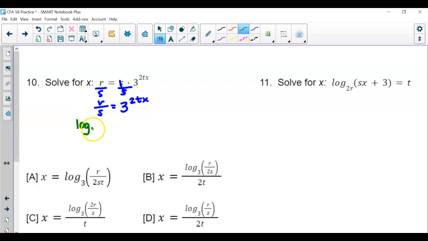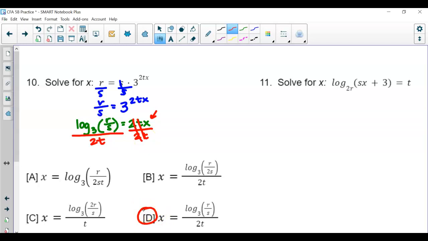So this is log base 3 of r divided by s, which is equal to your exponent, 2 times t times x. Now notice we are solving for x, but it's being multiplied by 2t. So we need to divide both sides of the equation by 2t. And that's why here, solving for x, you end up with b.